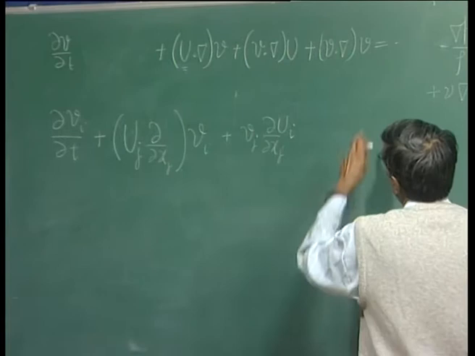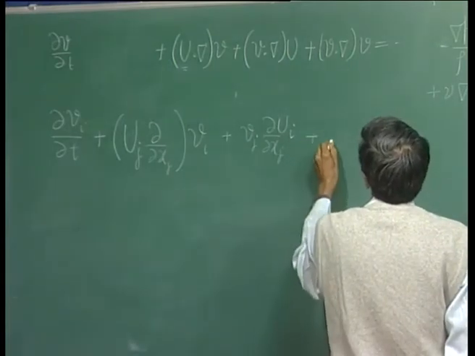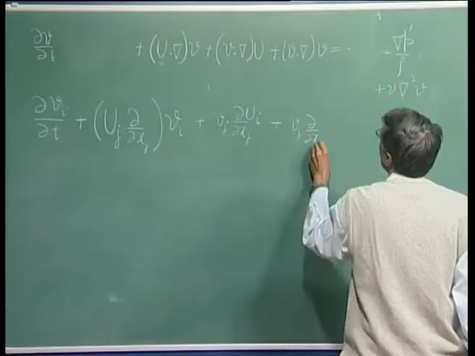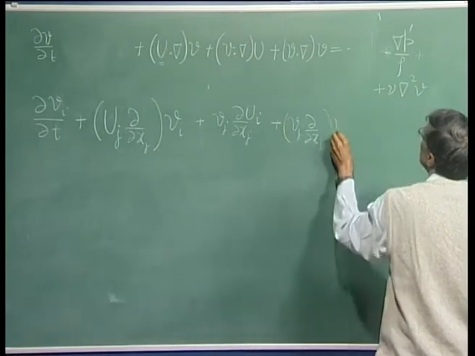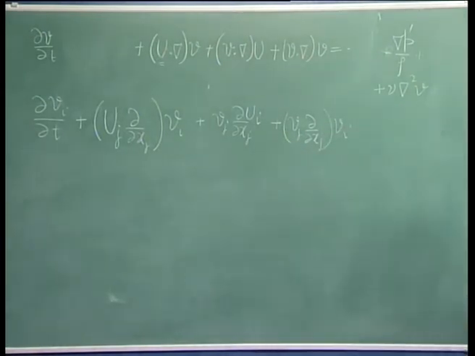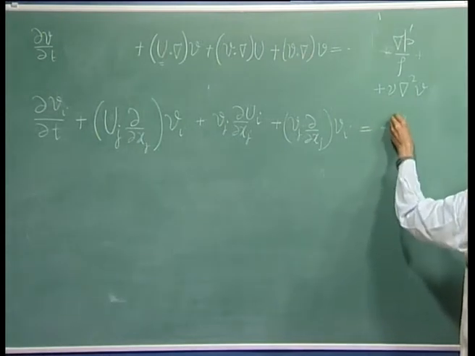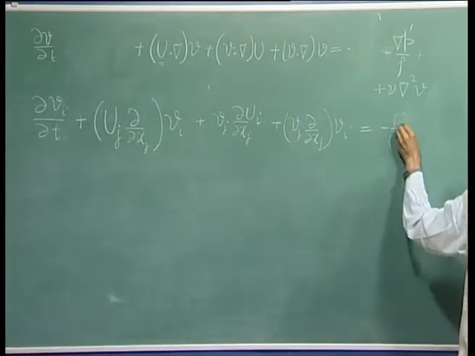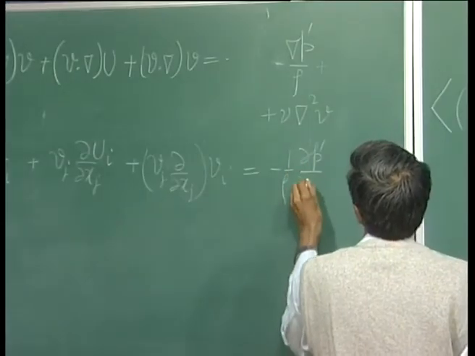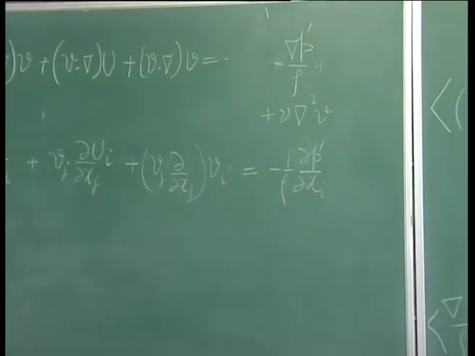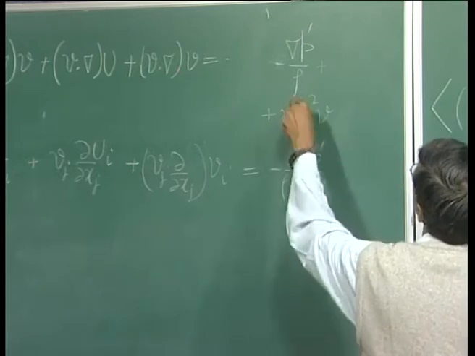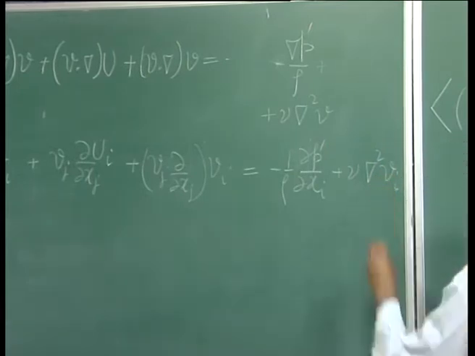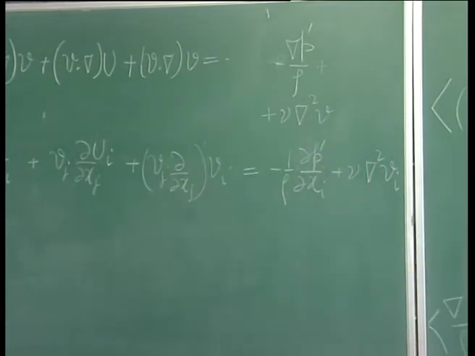Okay. What about this term? Well, this term is going to be vj del xj, and this is operating on vi. That is that, and on the right hand side I will have 1 over rho del p prime del xi, right. We are writing the ith component equation, and from here we will write nu times del square vi. So, this is your ith component of the fluctuating quantity.